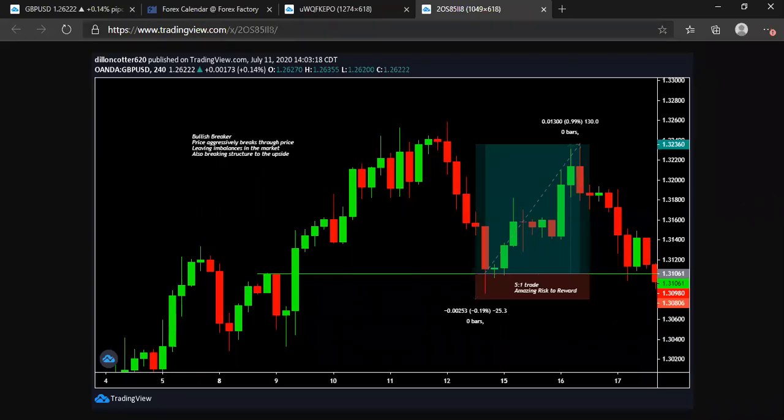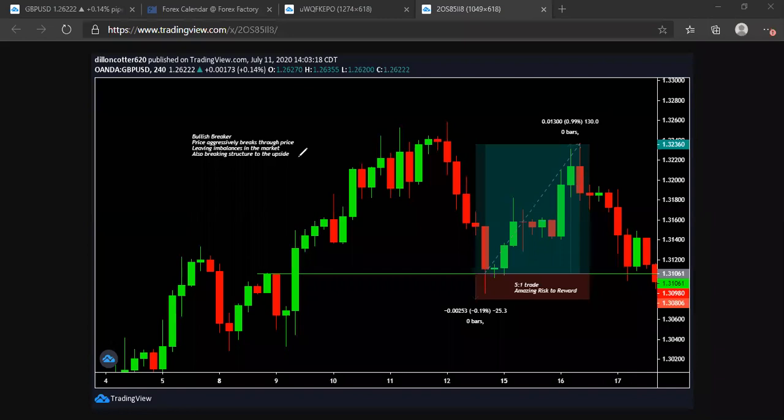Welcome everyone. In this lesson, we will be going over bullish breakers. Just like in the previous lesson on bearish breakers, it's the same concept, but inverse, right? So obviously, instead of looking for breaks of structure to the downside and capitalizing on sell positions, we will want to look for breaks of structure to the upside so we can capitalize on buy positions.